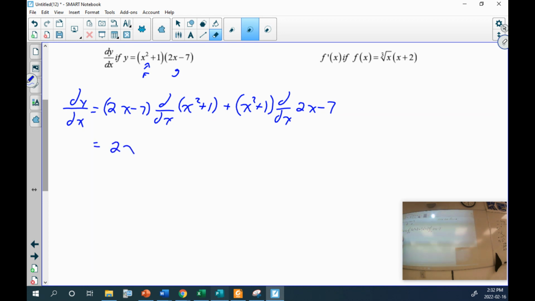So the 2x minus 7 doesn't change. What's the derivative of this? 2x, plus the x squared plus 1 doesn't change. And the derivative of 2x minus 7 is 2.